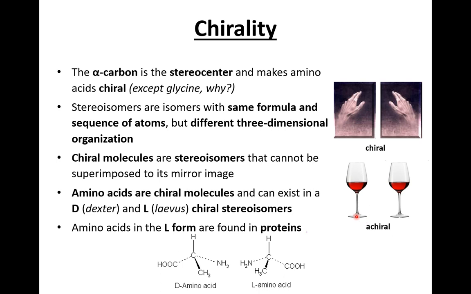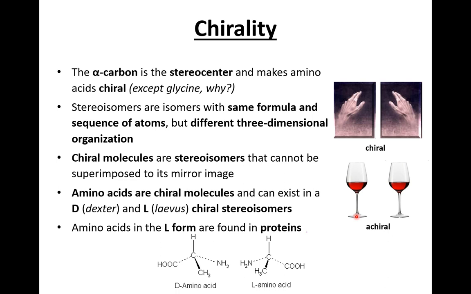So the same amino acid can exist in different stereoisomer forms, which are chiral, so mirror images of each other. And these determine a D and an L, or dexter and laevus, version of the amino acid, and D or L is determined by similarity to glyceraldehyde, so there is not a specific rule for that.